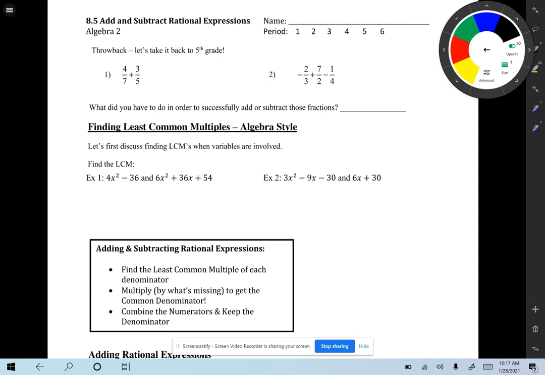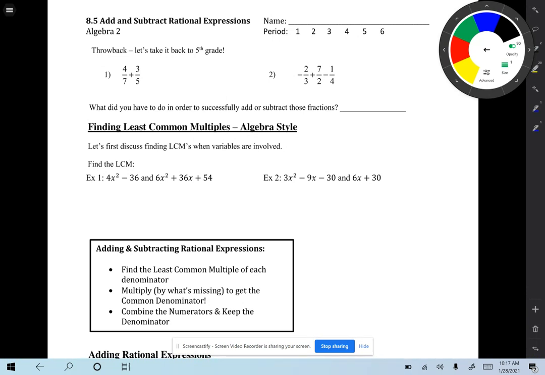Let's do a throwback. Let's take it back to 5th grade. When we were to add fractions with unlike denominators, what did we have to do? We had to find a common denominator. And the only way to do that was to figure out a number that we would multiply both the top and bottom by of each fraction to get that common denominator.